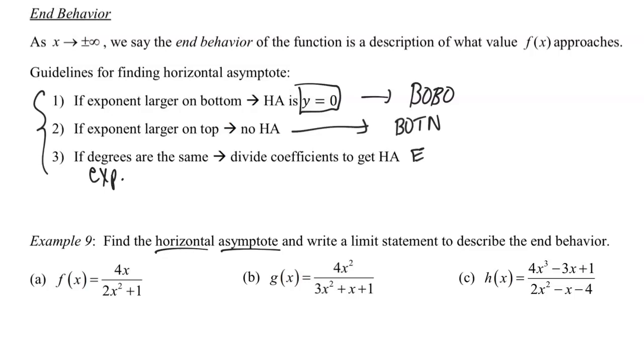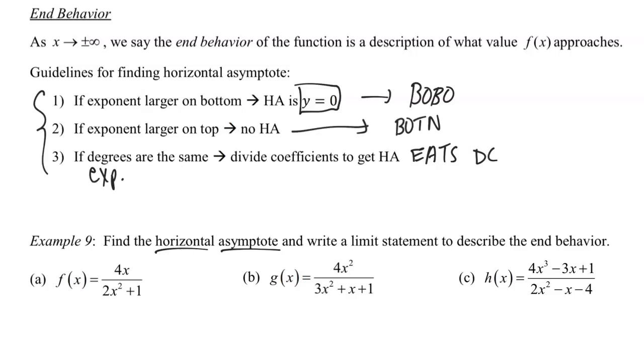So the way that we abbreviate that is EATS, which stands for exponents are the same, DC, divide coefficients. So altogether, BOBO, BOTN, EATS DC stands for bigger on bottom, y equals 0, bigger on top, none or no horizontal asymptote, and EATS DC, exponents are the same, divide coefficients.